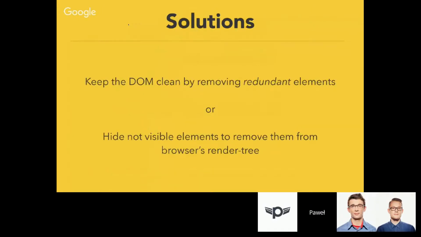Okay, so we searched for the solution, and we ended up with two very similar approaches. And the first one was to keep the DOM clean, and to keep it clean, we should remove elements which are not necessary, or we should hide not visible elements. Yeah, and if you hide elements which are not visible for the user, we are removing them from the render tree, and it means that your browser ignores them when it renders the page. And yeah, we decided to go with the second solution.